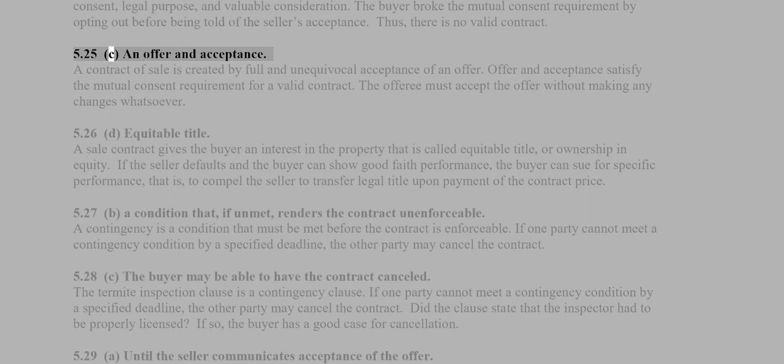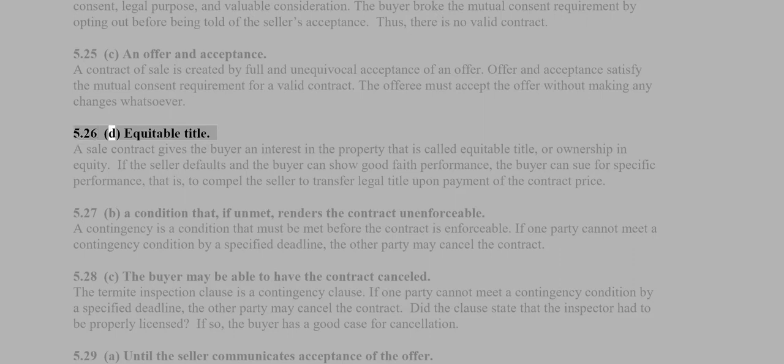5.25 C. An offer and acceptance. A contract of sale is created by full and unequivocal acceptance of an offer. Offer and acceptance satisfy the mutual consent requirement for a valid contract. The offeree must accept the offer without making any changes whatsoever.